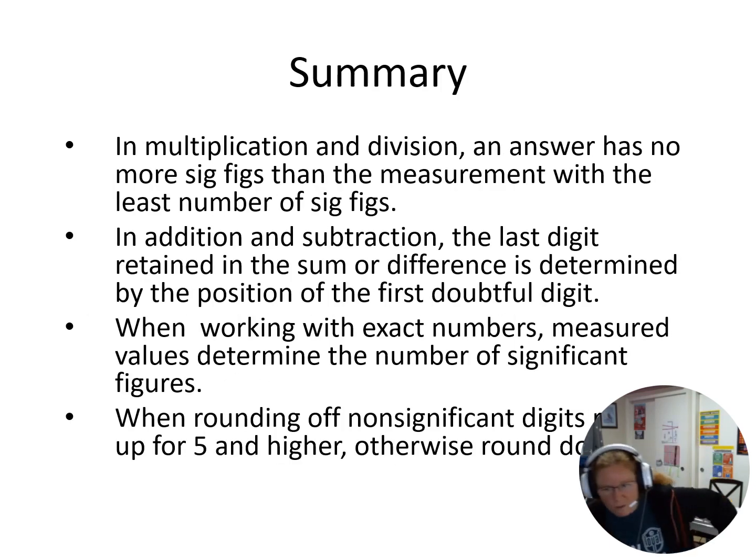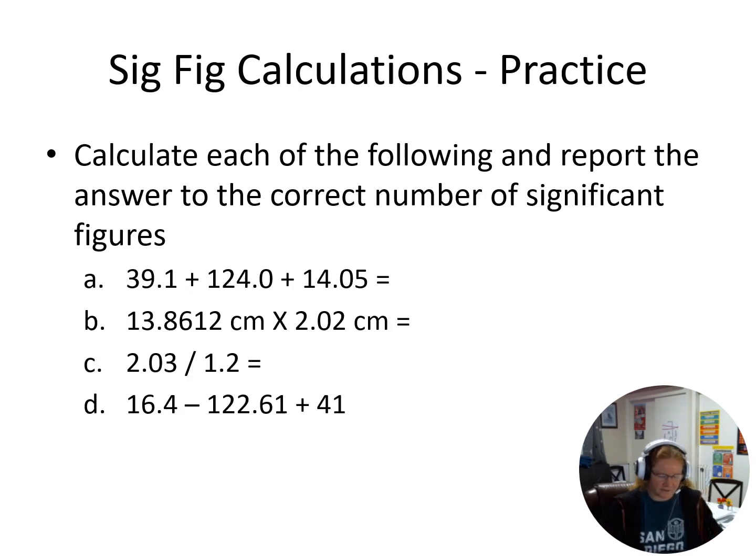Okay, and so what we're looking at is multiplication and division. You're just looking at whatever the least number of significant figures is. Addition and subtraction, you're looking at the least number of decimal places. Exact numbers aren't going to affect anything. And then rounding, you're going to look at to the right of the last number you can keep is the number 5 and above or 4 and below. Okay, so let's take a look at a few examples here.